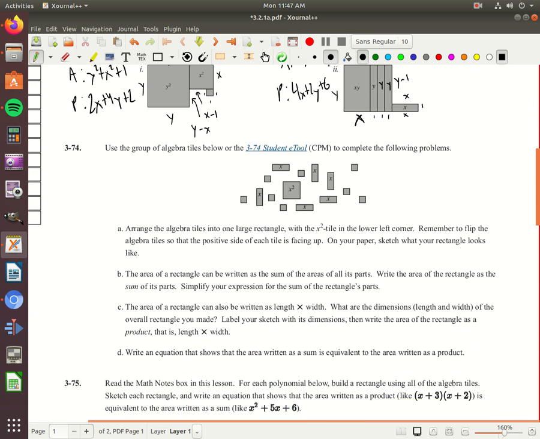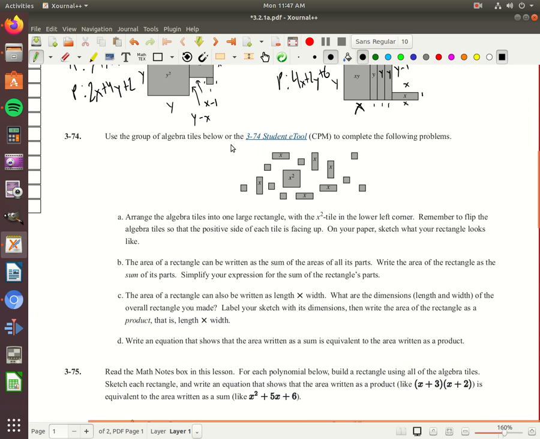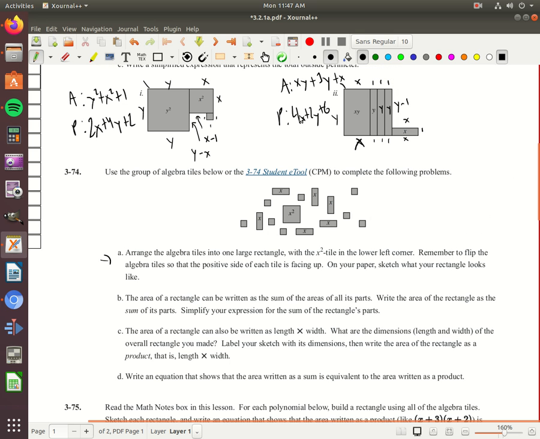All right, moving on, it says use a group of algebra tiles shown here. So I'm going to use this tool. I'm going to arrange these things in one large rectangle. By the way, this had nothing to do with the product and the sum that I talked about, right? Now we're going to move into that product and sum that I introduced the video with.